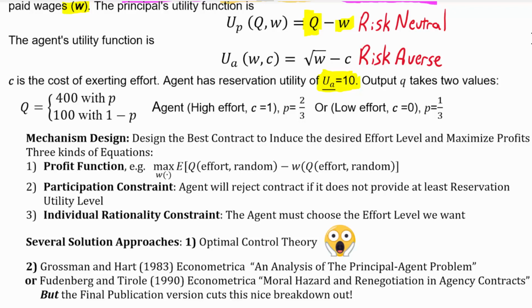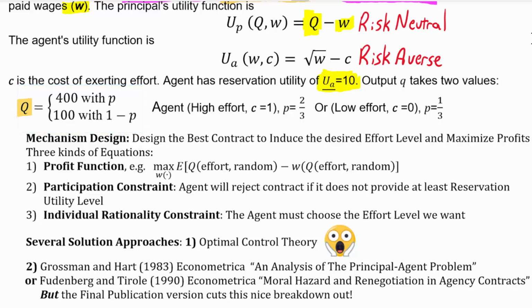The output here is going to take two different values to keep it simple, and those two values are going to be partially random and partially related to the agent's effort. So the two values that our output can take are 400 with probability P and 100 with probability 1 minus P, assuming that P and 1 minus P add up to 1, or 100% of the probability.